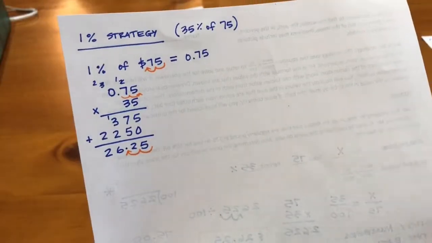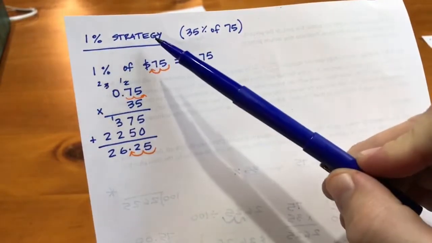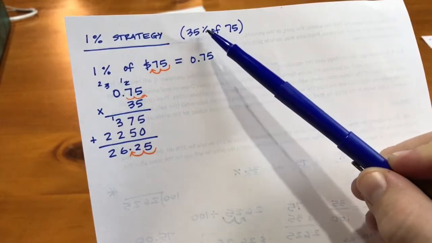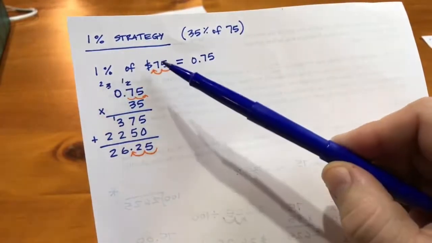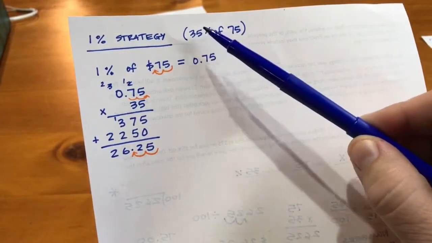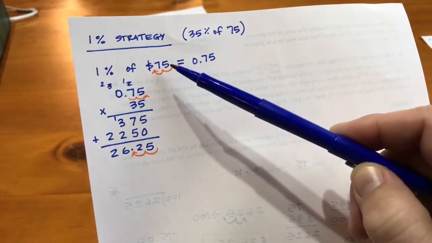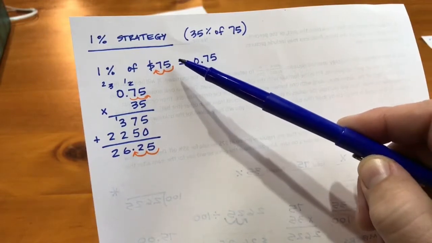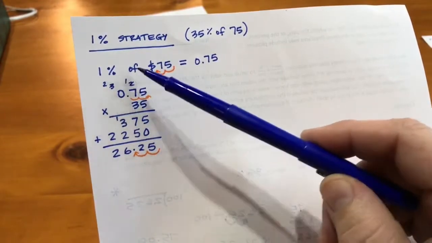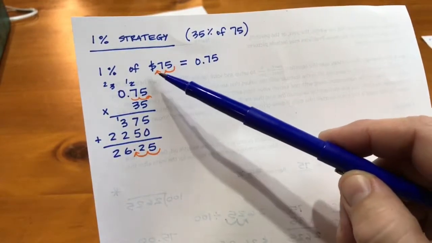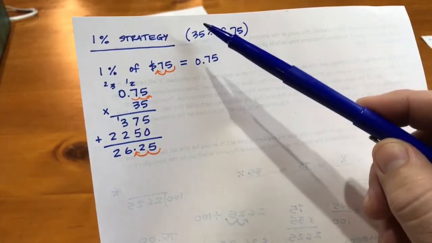All right, so obviously there are easier ways to find percents of a number, and one of the ones I want to talk to you about is the 1% strategy. We were originally looking for 35% of 75, and we can use 1% of a number to help find 35% of a number. So 1% of a number is the same thing as dividing the number by 100, which is the same thing as moving the decimal point 2 places to the left. So if I want 1% of $75, move the decimal point 2 places to the left, and that gives me 0.75. But that's only 1%, and I want 35%.